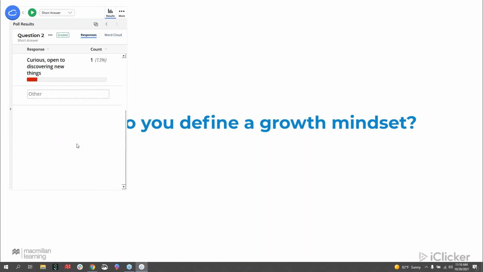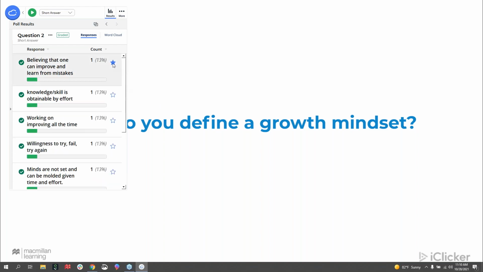Excellent. Curious, open to discovering new things. Curiosity can be the hallmark of a growth mindset. And again, I'm feeling generous. I'm going to put that in there. I can also add an other response if I want to have an official definition for my students to study.